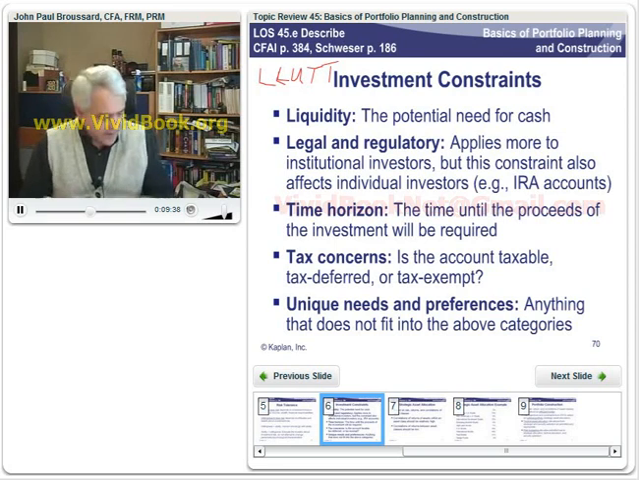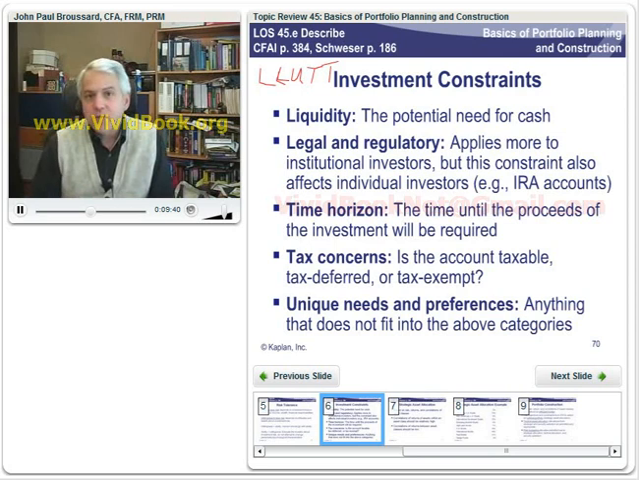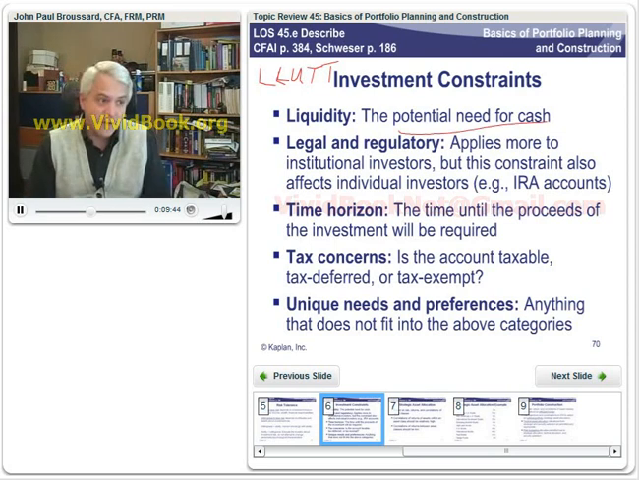When we talk about liquidity, really what we're talking about is the potential need for cash. You need to have some available to you, so that if you need it, you can go get it, right? Legal and regulatory, this is going to be more connected to institutional investors, not necessarily for individuals.